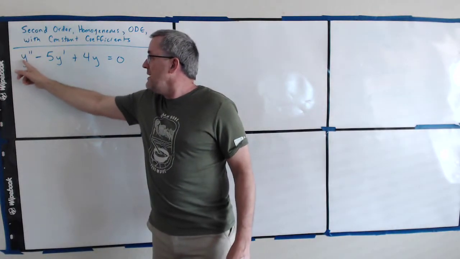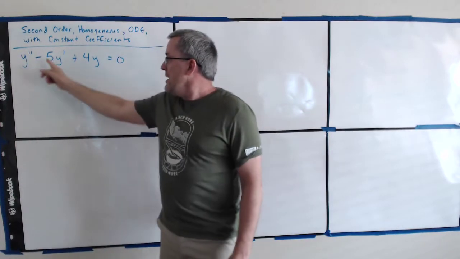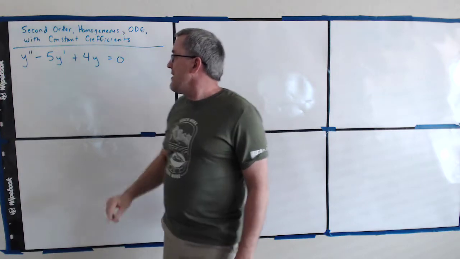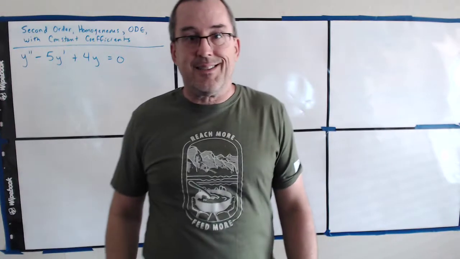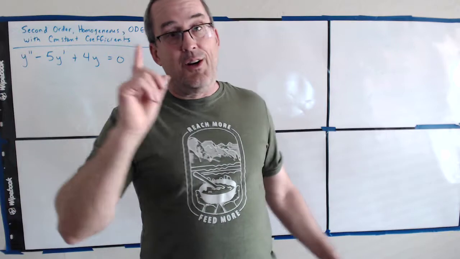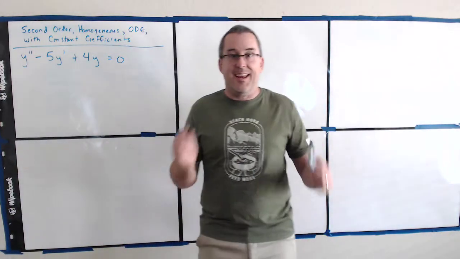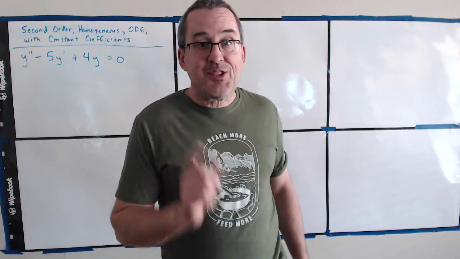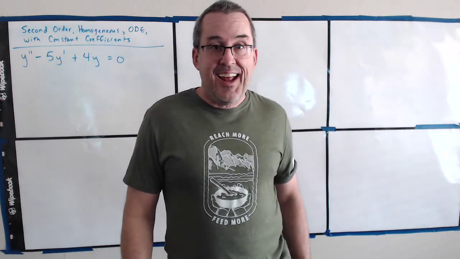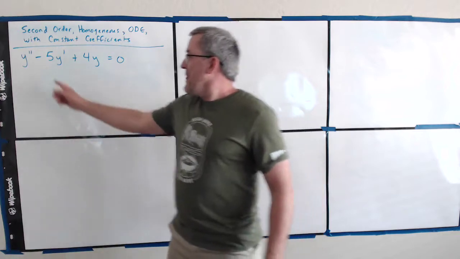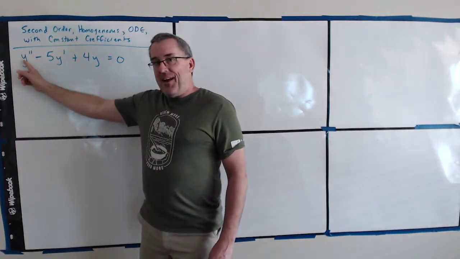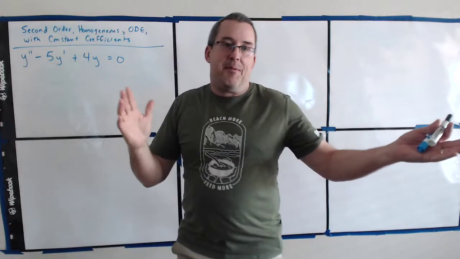A coefficient of 1 on that second derivative term, a coefficient of -5 on that first derivative, and a +4 on y itself. So it's a second order, homogeneous, ordinary differential equation with constant coefficients, and I say you can solve it in your head. Yeah, watch this. Can you think about a function? No, well, let me back up.